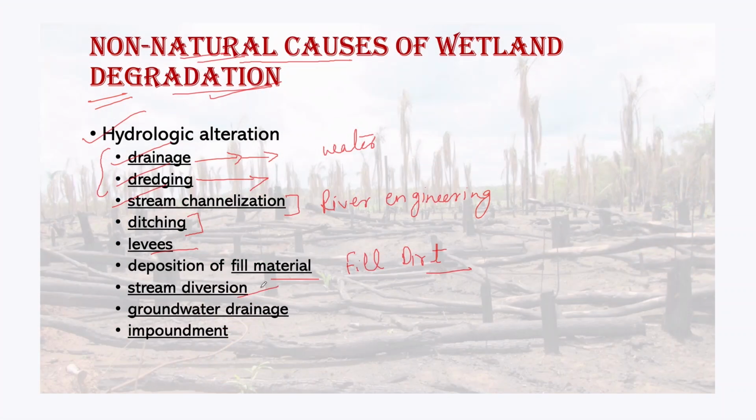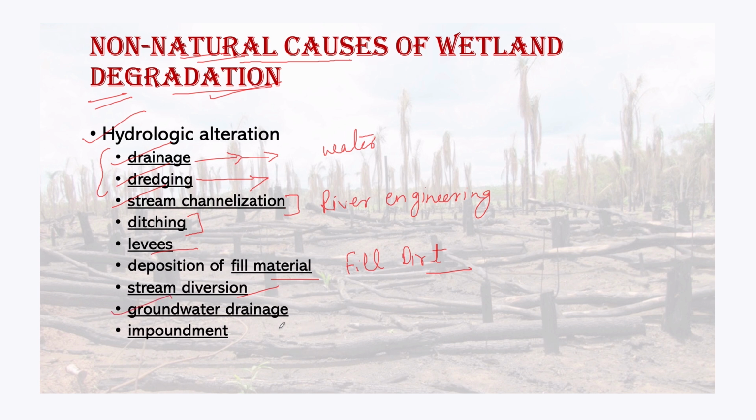Now talking about stream diversion or a diversion dam. It is a dam that diverts all or a portion of the flow of a river from its natural course. Diversion dams do not generally impound water in a reservoir. Instead, the water is diverted into an artificial watercourse or a canal which may be used for irrigation.